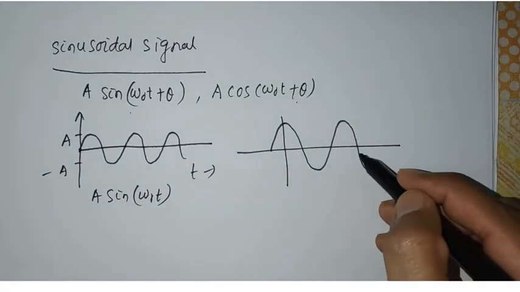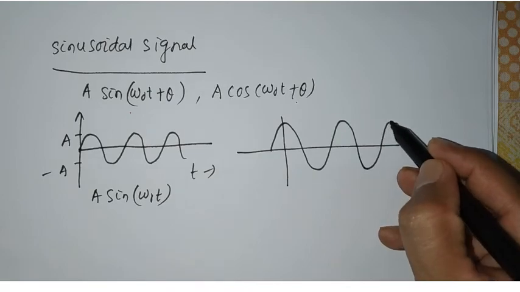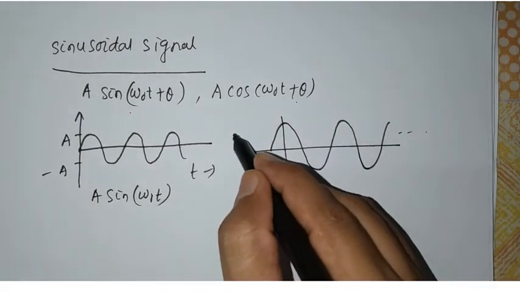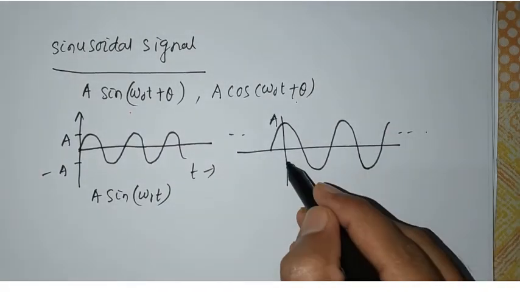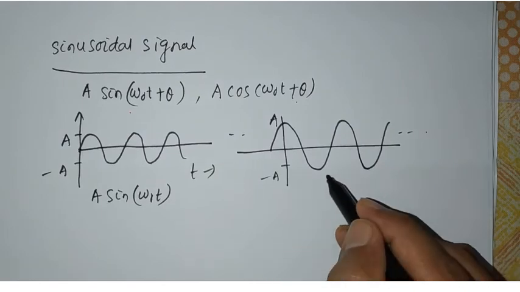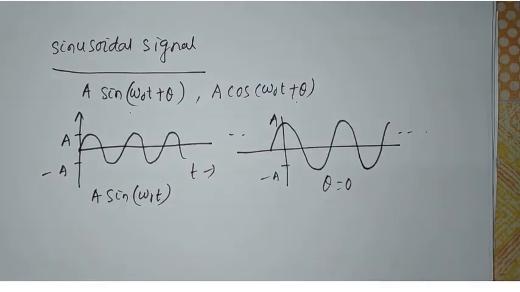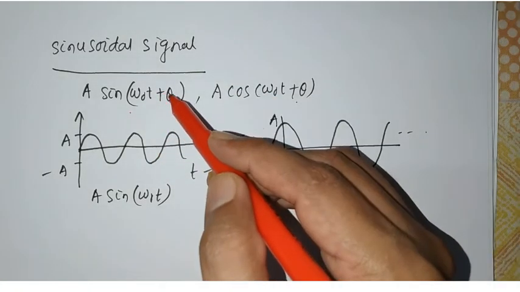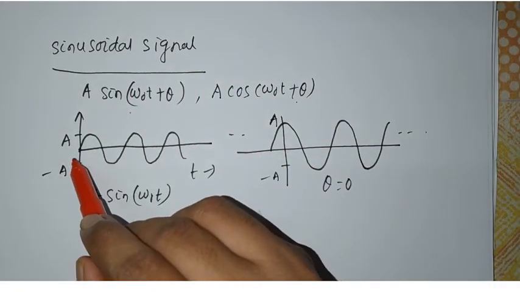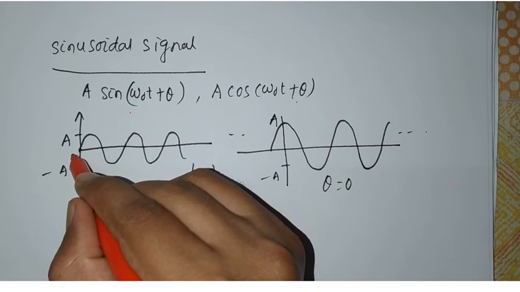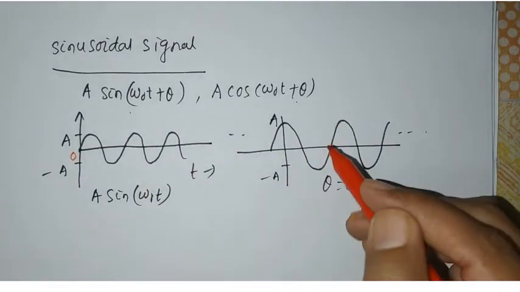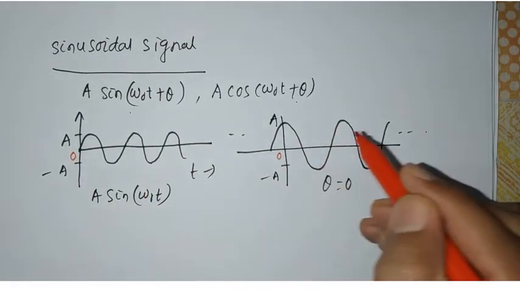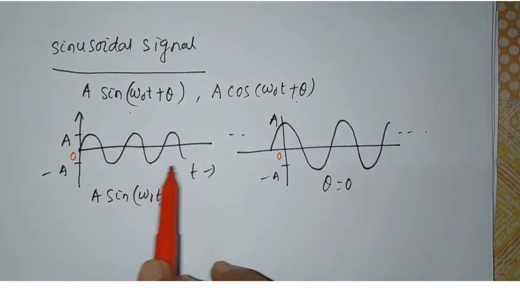Like this, okay. This is minus A. Here also I am taking theta equals 0. If theta is not 0, then instead of starting from 0, you will get some phase shift, okay.